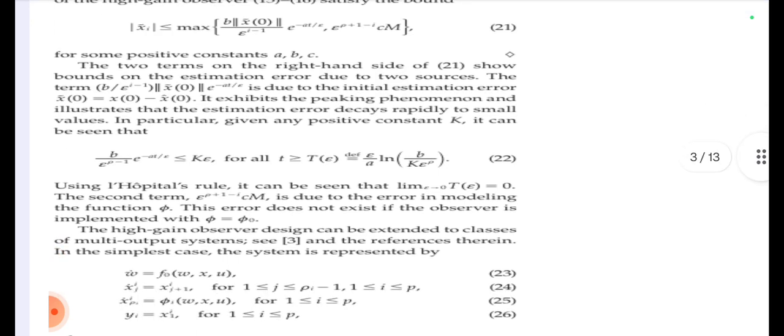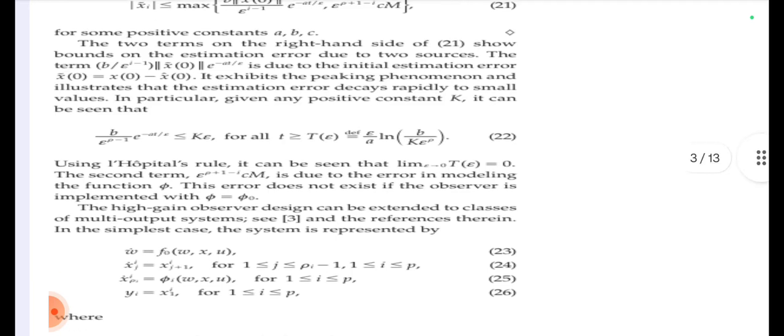In particular, given any positive constant a, it can be seen, using L'Hopital's rule, that the limit as epsilon tends to 0 of this term is equal to 0. The second term, epsilon to the power of rho plus 1 minus i, is due to the error in modeling the function phi. This error does not exist if the observer is implemented with phi equal to phi naught.